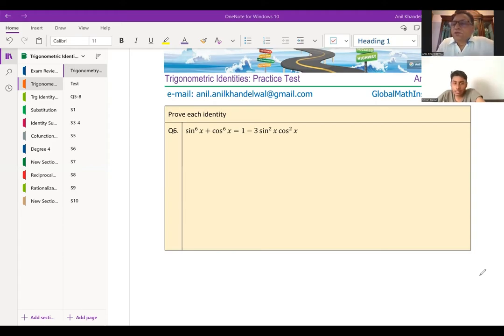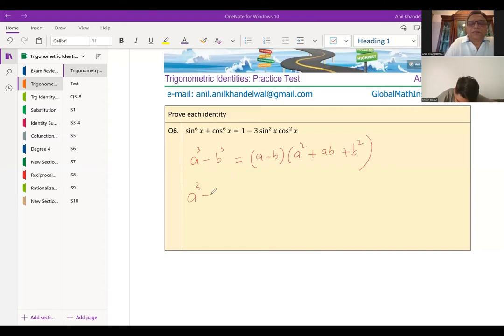Okay, you could do that, but an easier method actually is factoring. Let me review some factoring skills, which I think you may need. You know what a cube minus b cube equals? We are going to use one of these formulas. A cube minus b cube is a minus b times a squared plus ab plus b squared. And a cube plus b cube is equal to a plus b times a squared minus ab plus b squared.